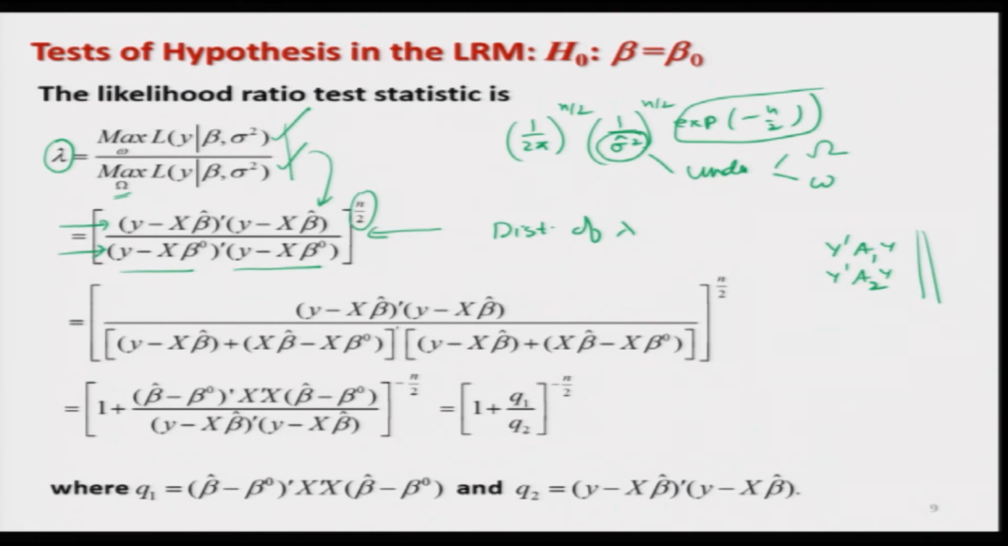So, what I try to do here is consider the quantity in the denominator, and I try to do one thing: I add and subtract x beta hat.